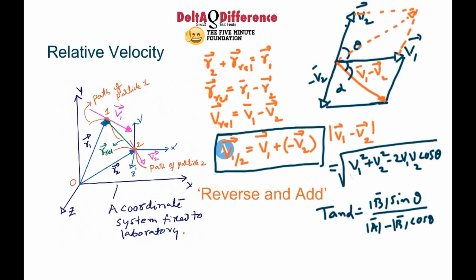You can also write V of 1 with respect to 2 this way, as it is used by many people. That will be V1 plus minus V2. That is reverse and add. This phrase is one which you need to remember whenever you start doing problems on relative velocity. I repeat, V1 is a velocity from ground frame, V2 is a velocity from ground frame, but V1 minus V2 is velocity of 1 with respect to 2.